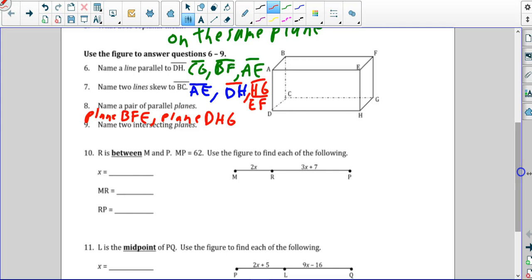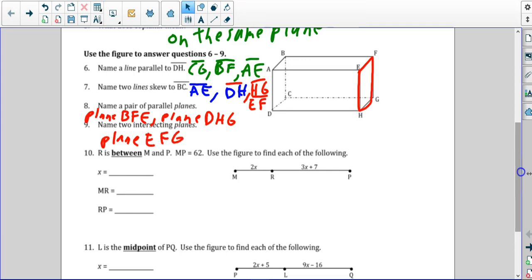I was looking ahead at number 9. Name 2 intersecting planes, which means they touch. So first off, I would say mark a plane. So plane EFG. That's the right side. And now at this point, you can pick anything that touches it, which is pretty much everything else. The front, the bottom, the back, the top. You get to choose any other plane except the left side.